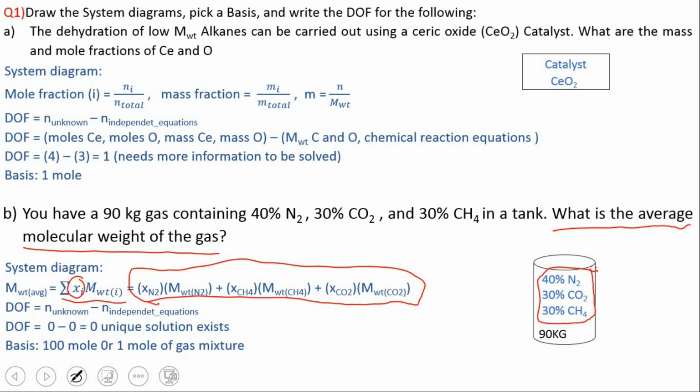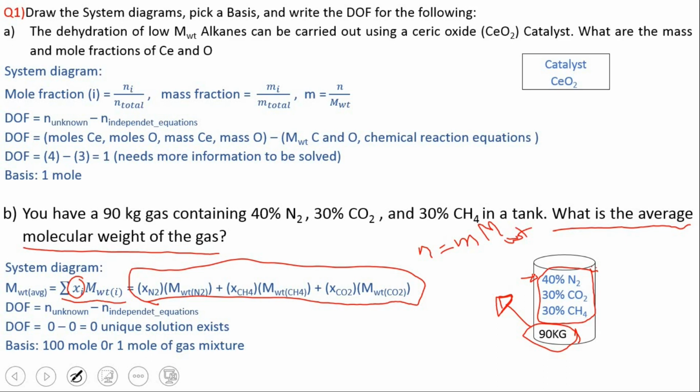We know all the equations, and we also don't have any independent equation because it's easy to solve. However, for the basis, we need to pick a basis to solve this equation. The problem gives you 90 kilograms. You can transfer it to moles, because moles equal mass divided by the molecular weight. But it doesn't matter if we have 1 kilogram or 100 kilograms or 90 kilograms. The molecular weight for the same composition will be the same.